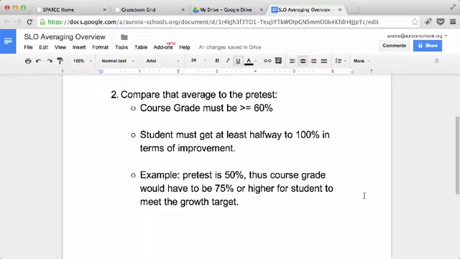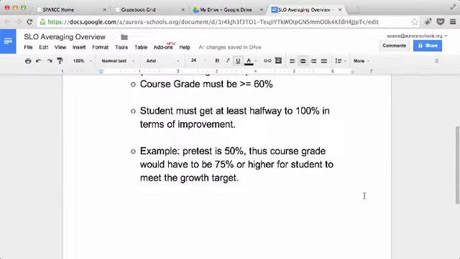Now, first off, that yearly average of all quizzes and all tests across 3 marking periods has to average out to be better than 60%. If it's not better than 60%, which is passing at the high school, then the growth target is automatically not met. Now, even if they hit the 60% mark, the next thing to look at is if it is greater than or equal to 60%, they want the student to get at least halfway to 100% in terms of improvement when comparing the pretest to that yearly average.